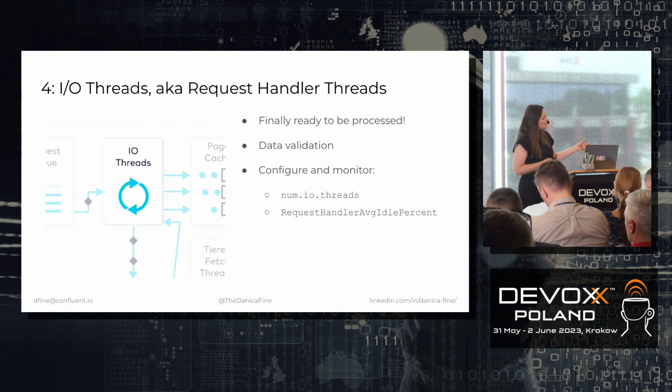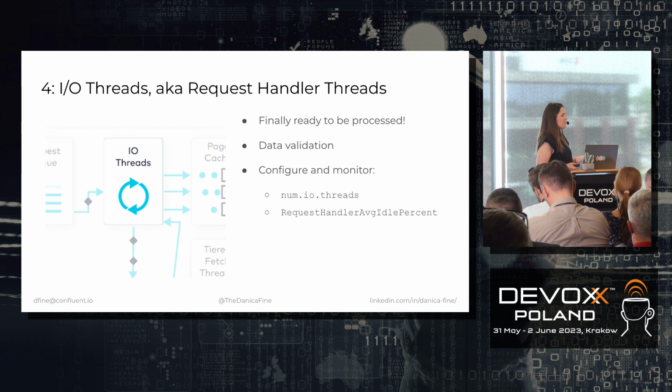Since the I/O threads actually have a lot of work to do at this point in handling this data and writing it to disk, you probably want to configure how many of these there are. The default is 8, but you can change this using num I/O threads, and the upper bound is going to be how many cores you have on that server. If you want to monitor how well these threads are actually doing, we can use request handler average idle %.